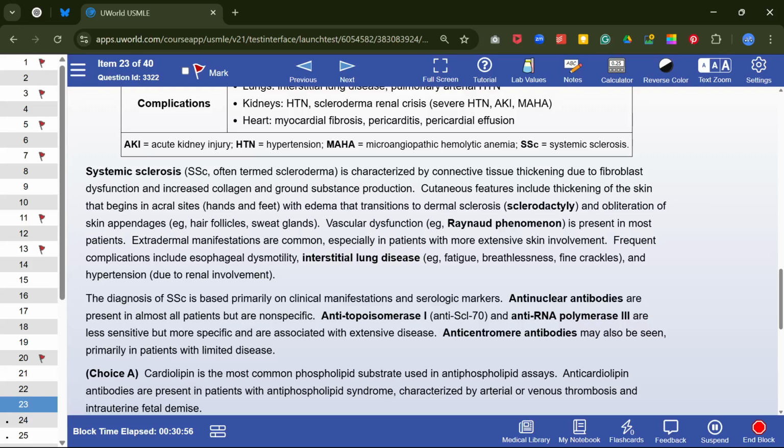The diagnosis of systemic sclerosis is based primarily on clinical manifestations and serologic markers. Antinuclear antibodies are present in almost all patients but are not specific. Anti-topoisomerase 1 and anti-RNA polymerase 3 are less sensitive but more specific and are associated with extensive disease. Anticentromere antibody may also be seen, primarily in patients with limited disease.